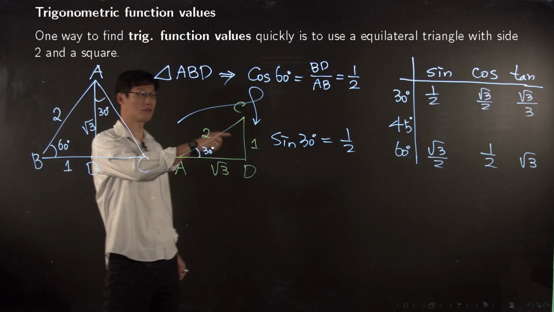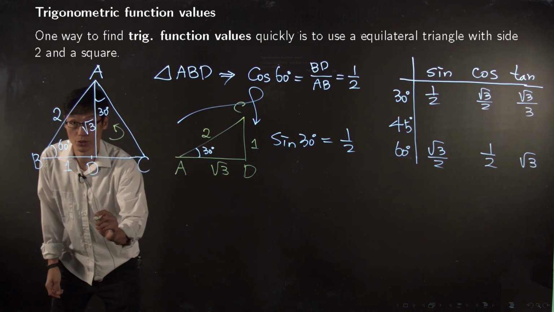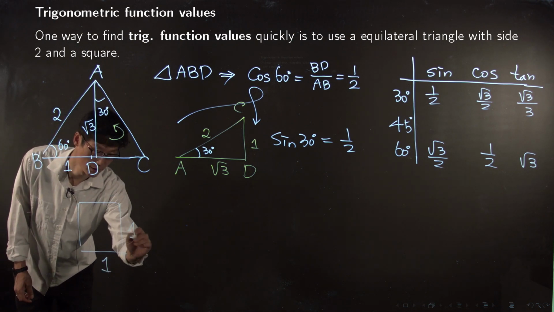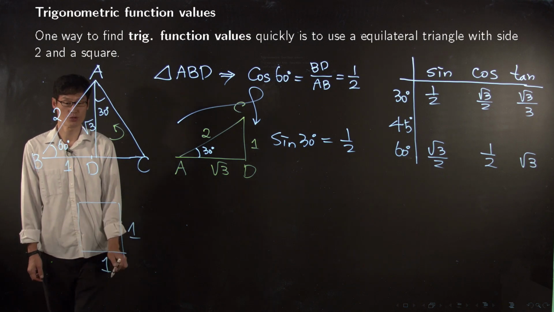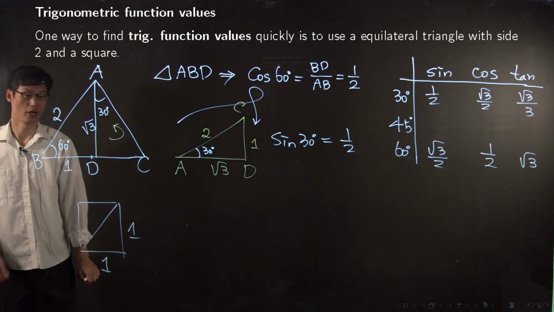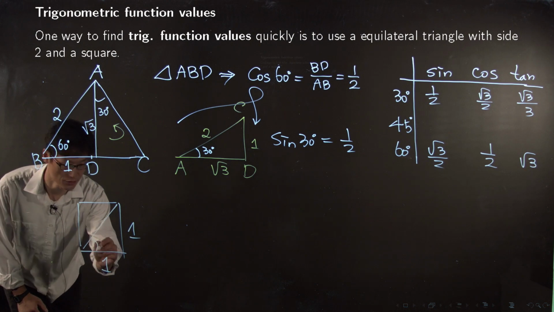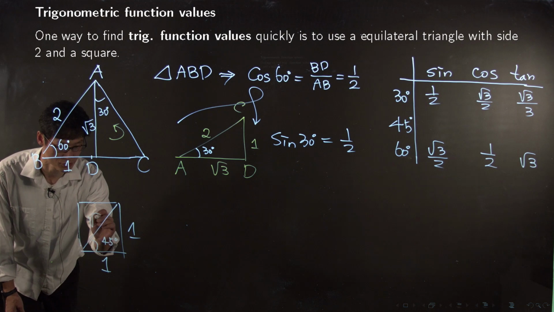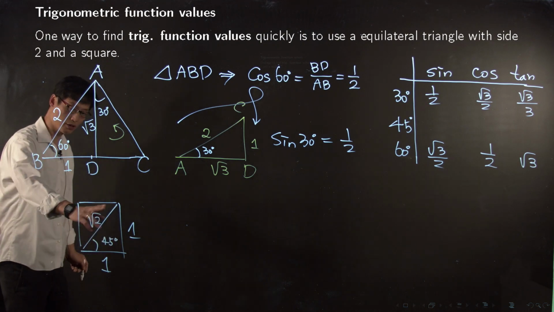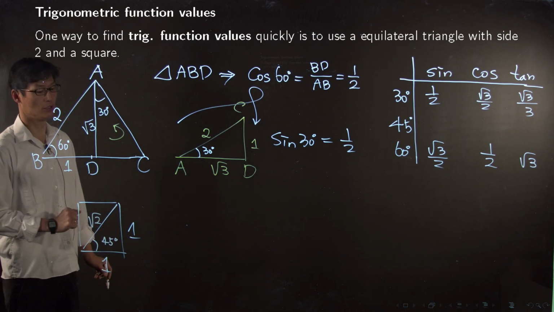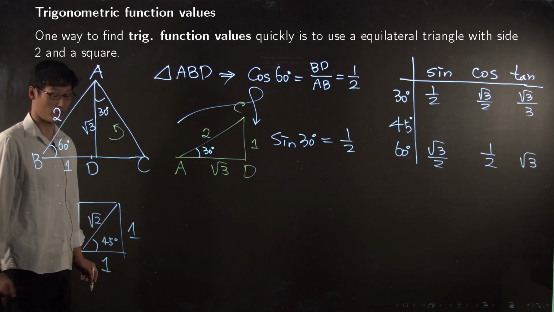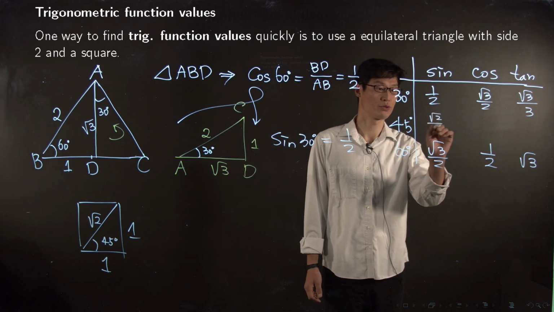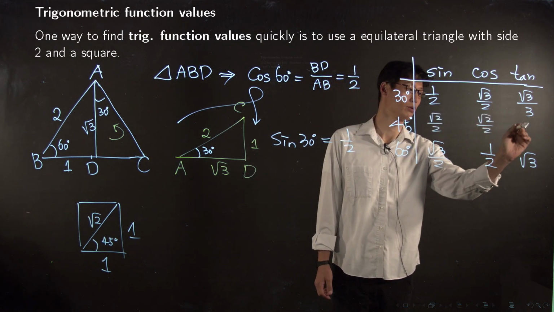Okay, for the remaining angle 45, we can use a unit square with side 1. Once you draw the diagonal like this, the angle is 45. And the Pythagorean theorem tells you this hypotenuse is square root 2. So once you take the upper triangle over the lower triangle, you can calculate trig function values for 45 quickly. So square root 2 over 2, square root 2 over 2, and then 1.